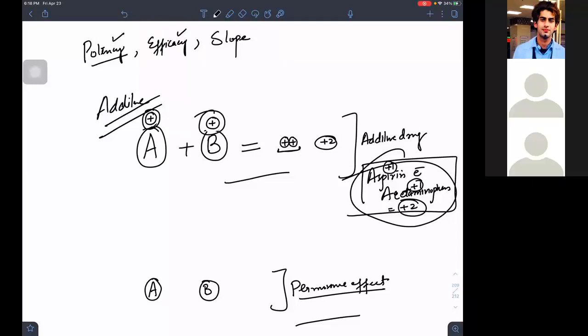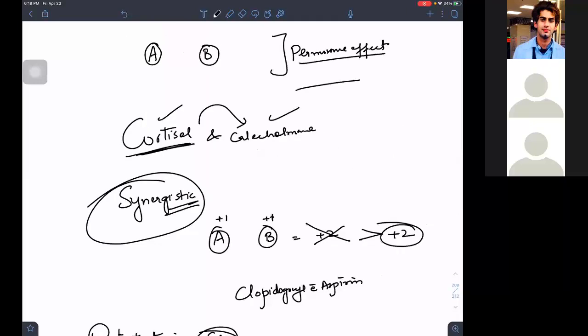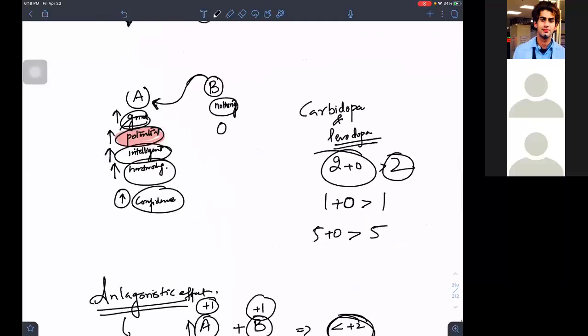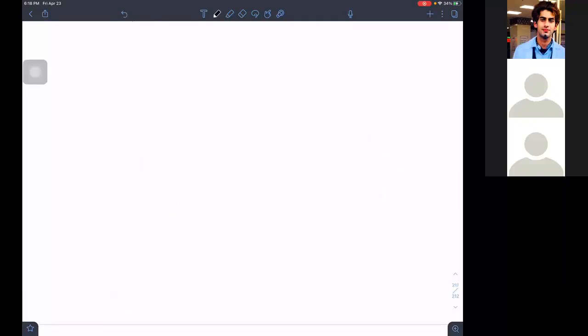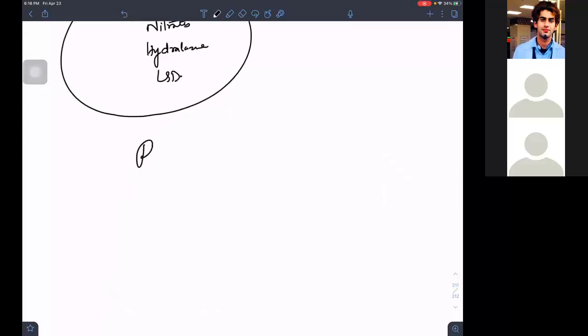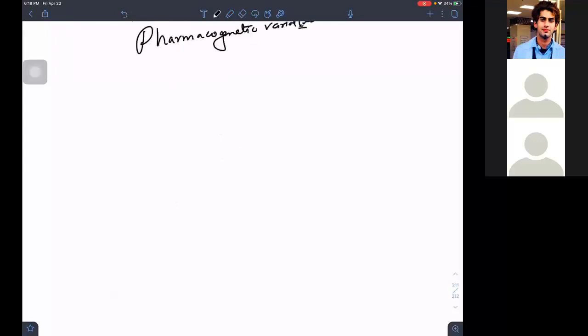Okay, is it clear? So guys, there is some problem, not actually a problem. There is a difference in the populations. Some populations will be rapidly metabolizing a drug. Some populations will be slowly metabolizing a drug. These are called pharmacogenetic variations. In pharmacogenetic variations, the best example is I have a person A and a person B.